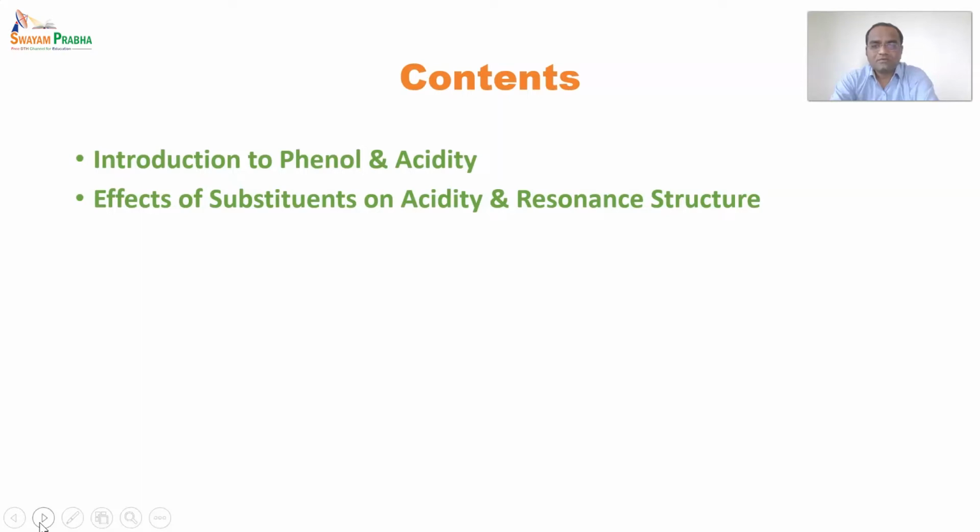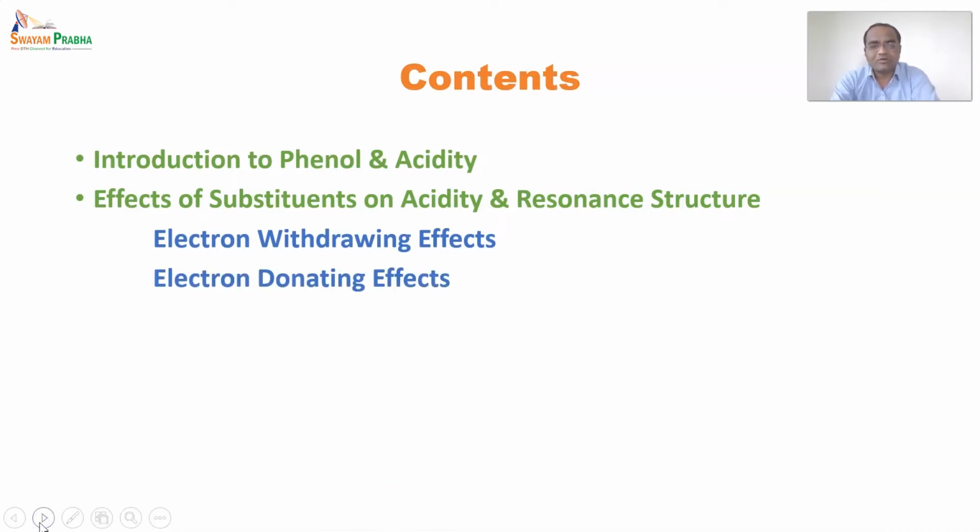So there are two classes of substituent. One class is electron withdrawing, and the second is electron donating. So what effect does an electron withdrawing group have on the acidity of phenol, and what effect does an electron donating group have on the acidity of phenol? After that we will see some qualitative tests for phenols, how phenol is chemically identified by utilizing reagents, and practically also students will come across such qualitative tests for phenols.